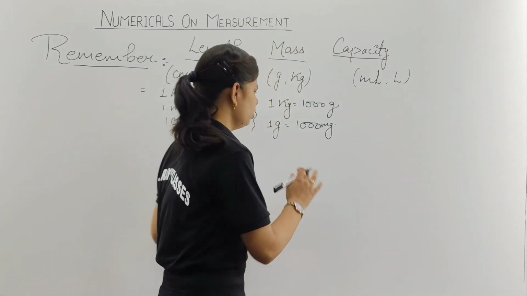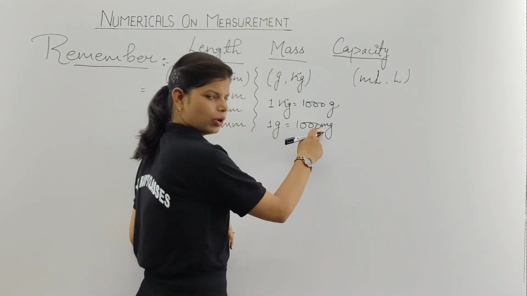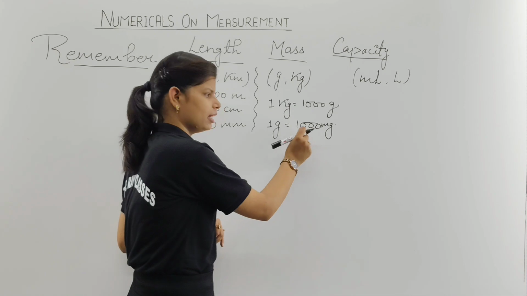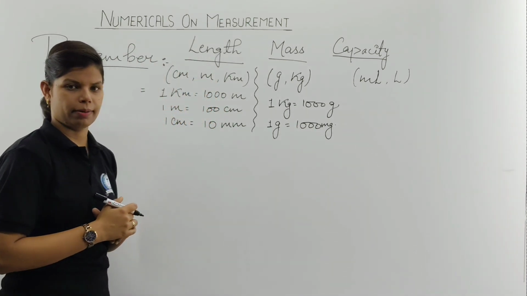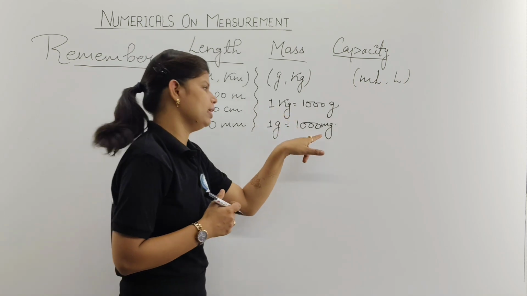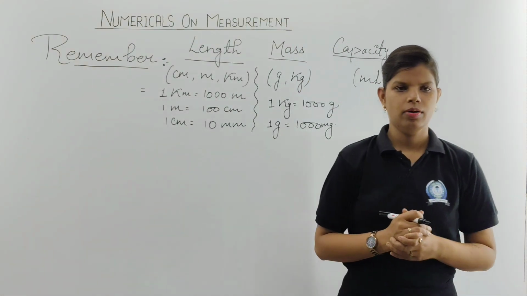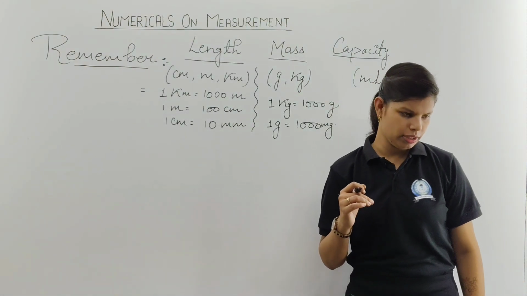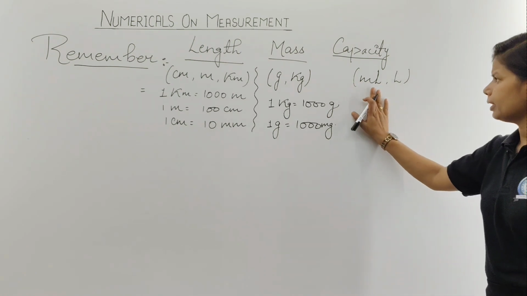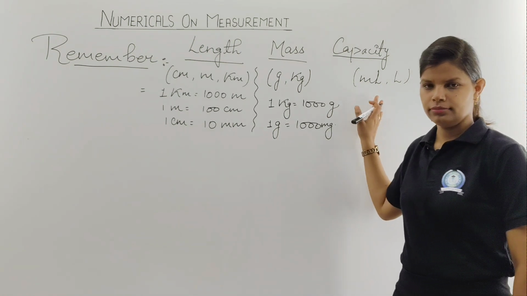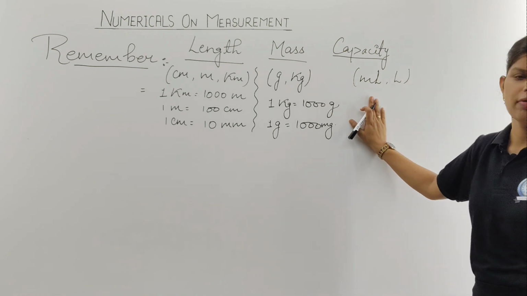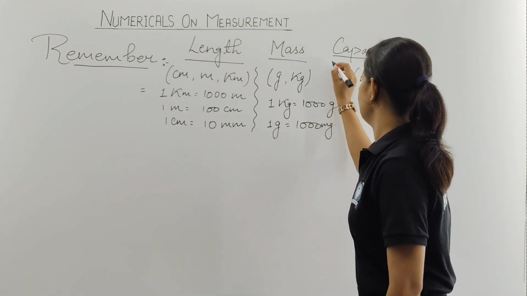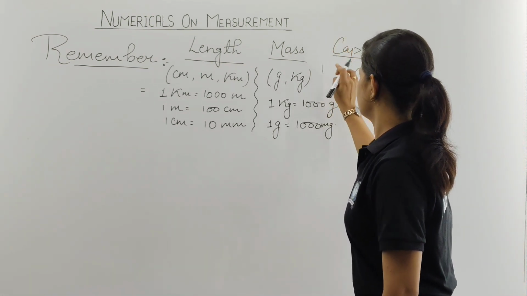This is smaller and this is the smallest one. Milligram, centigram, decigram, gram, decagram, hectogram, and last is kilogram. So kilogram is the bigger one and milligram is the smaller one. Next, we deal with milliliter and liter. When we deal with milliliter and liter, here we have another form of conversion, so let's mark it from here.